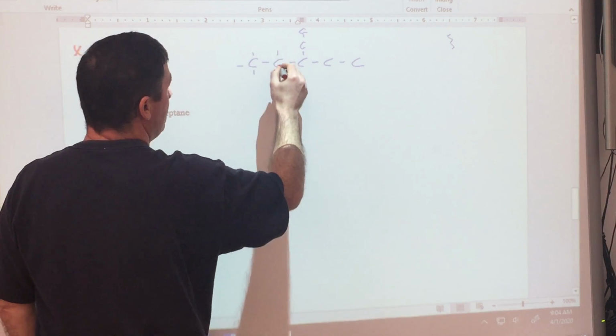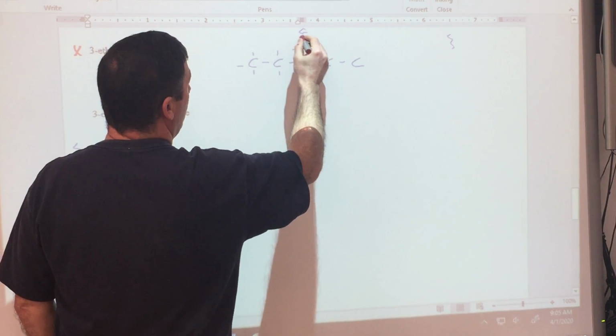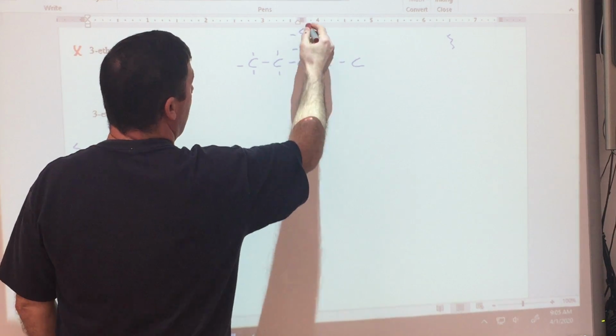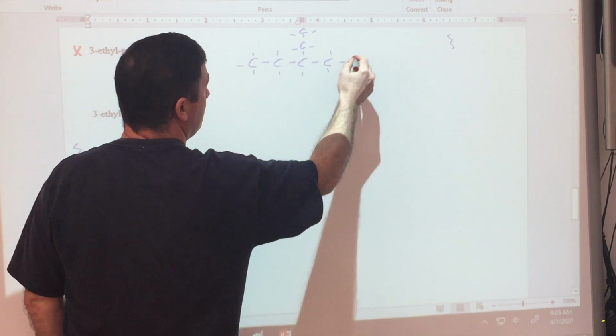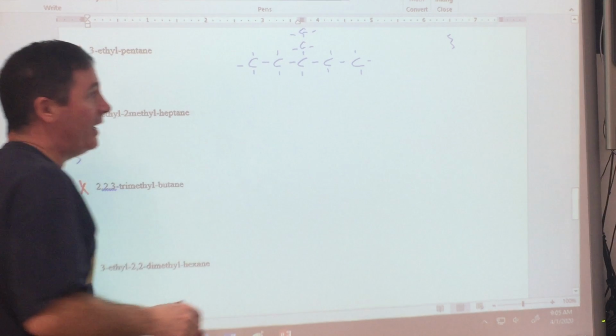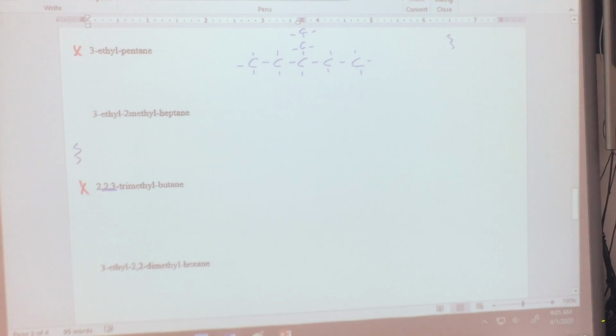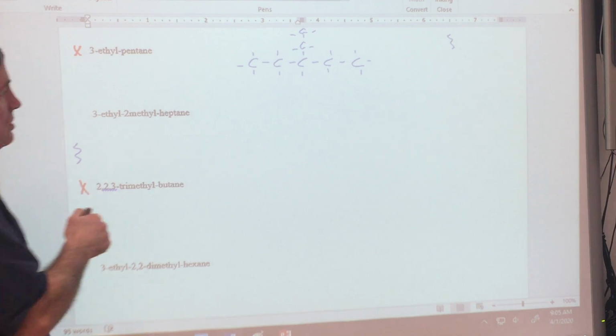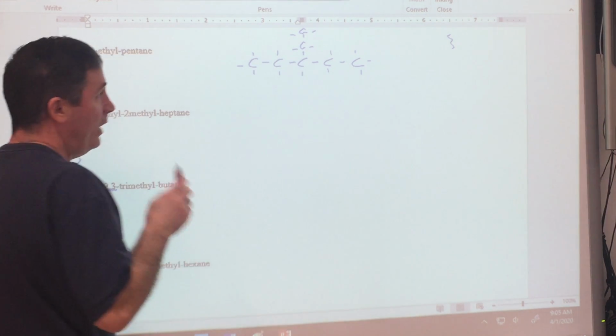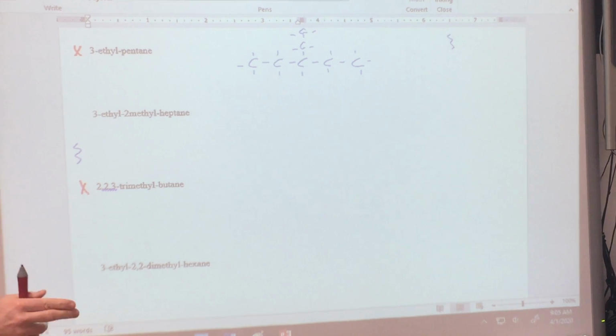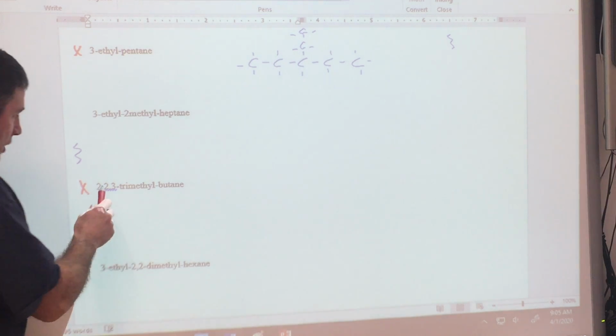Please do not forget to write your lines indicating the hydrogens that would be attached there, okay? So on the quiz, you have to write those lines because that tells me that you know that each carbon has 4 bonds around it. All right, let's try this one.